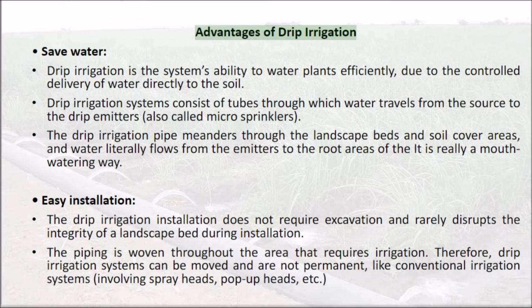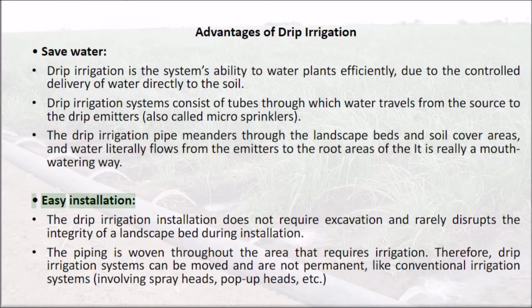Advantages of drip irrigation. Save water. Drip irrigation is the system's ability to water plants efficiently, due to the controlled delivery of water directly to the soil. Drip irrigation systems consist of tubes through which water travels from the source to the drip emitters, also called micro-sprinklers. The drip irrigation pipe meanders through the landscape beds and soil cover areas, and water literally flows from the emitters to the root areas of the plants.